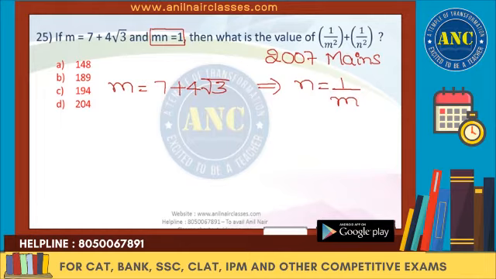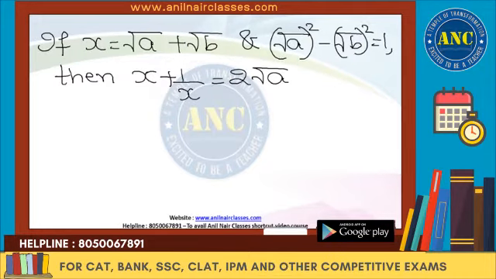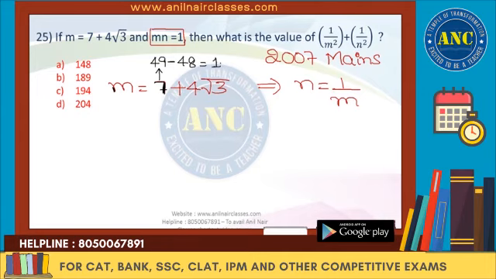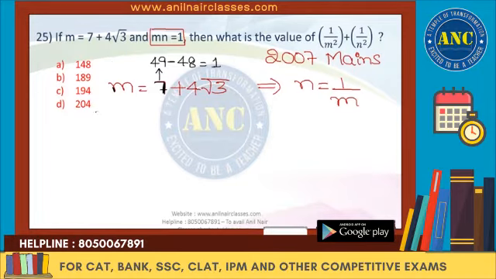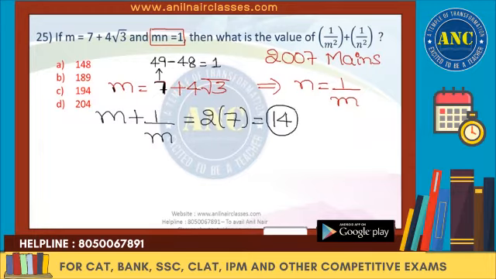That means instead of x I have m here, instead of root a I have 7 here, and instead of root b I have 4 root 3 here. Root a whole square, that means 7 square is 49. Root b whole square, 4 root 3 whole square is 16 into 3, 48. The condition says the difference should become 1. Yes, the difference is becoming 1 here also. That means x added with its reciprocal is 2 times the bigger number, the bigger number being root a. So similarly here, m added with its reciprocal 1 by m is nothing but 2 times the bigger number 7. So 2 into 7 is 14. That means I came to know the value of m plus 1 by m in this particular question.